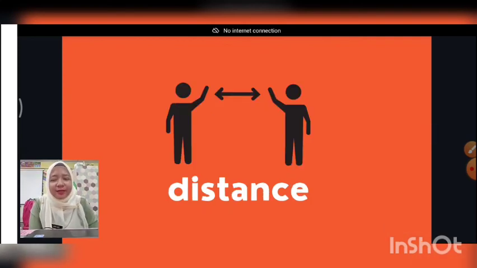Now let us see the next word. What is this? Distance. Okay, distance means jarak. Okay, so everyone say distance. Distance. Okay, very good. So that's all for today.